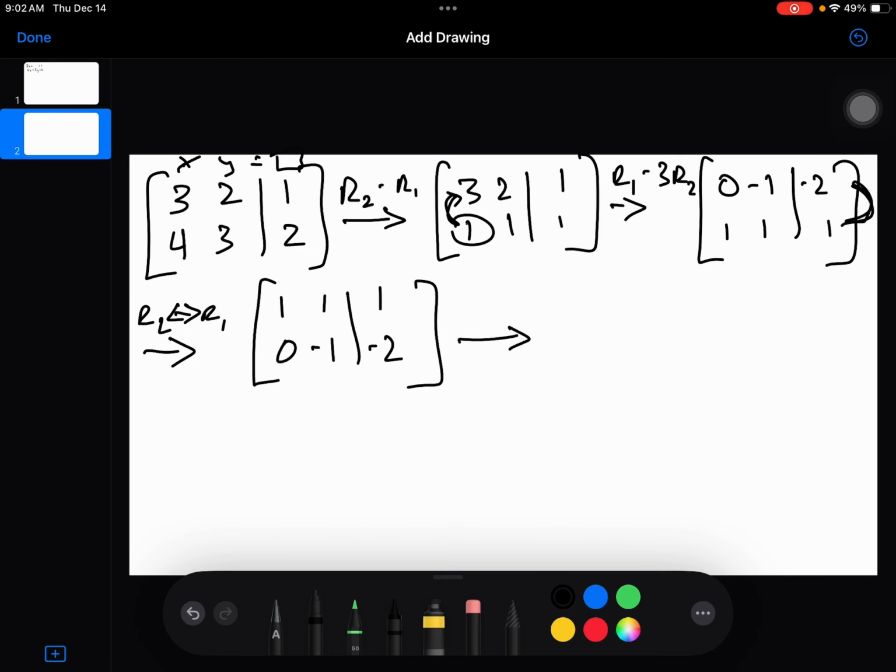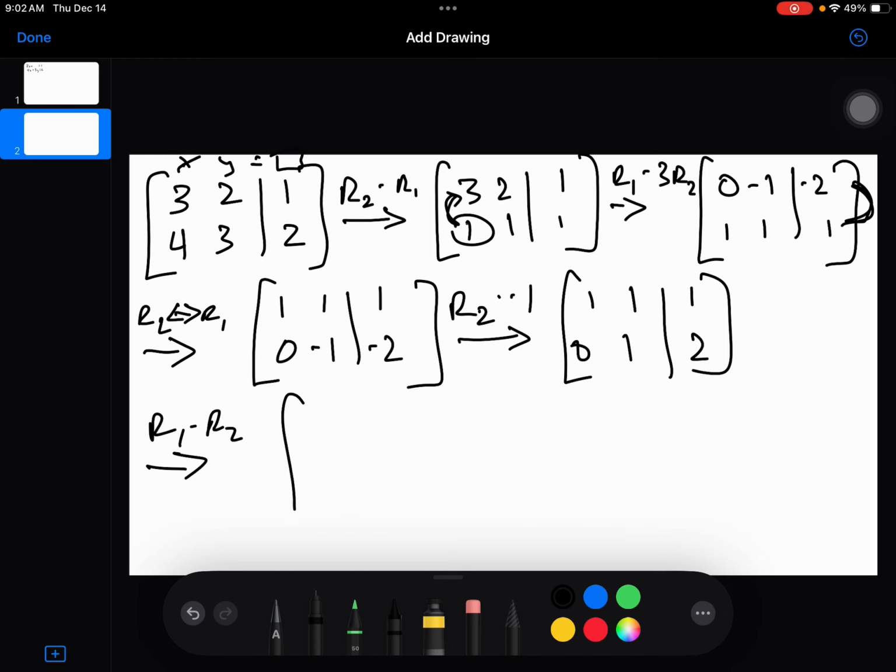And then I'm going to take and multiply row 2 by negative 1 in order to turn that negative 1 positive. The top row stays the same. The bottom row just changes sign. And finally, last step, I'm going to take R1 minus R2. So 1 minus 0 is still 1. 1 minus 1 is 0. 1 minus 2 is negative 1. And we got 0, 1, and 2.